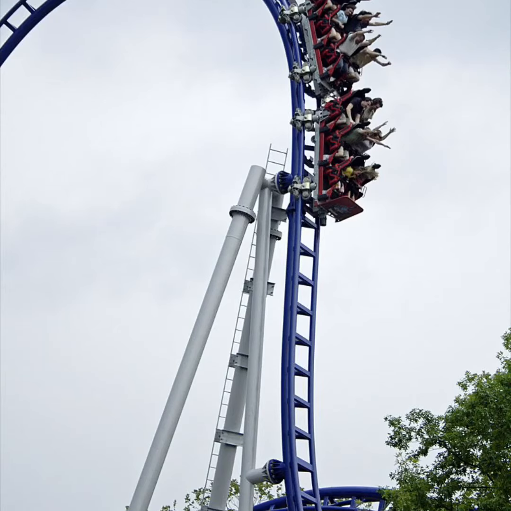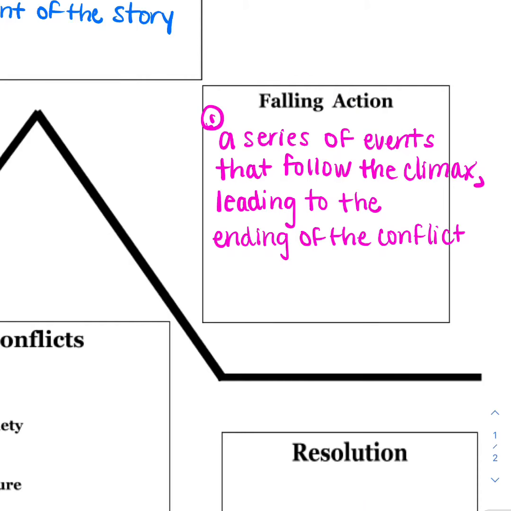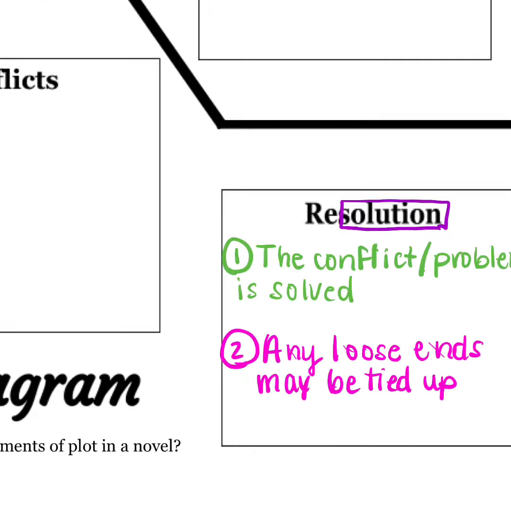The next stage of the plot is called the falling action. The falling action is a series of events that follow the climax and lead to the ending of the conflict and the ending of the story. And you can see that we have reached the peak in the climax, and now we're on our way back down the hill. The falling action is usually a couple small events in the story. It's nowhere near as large as the rising action.